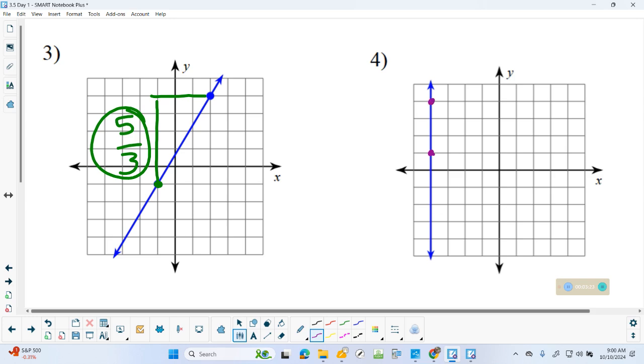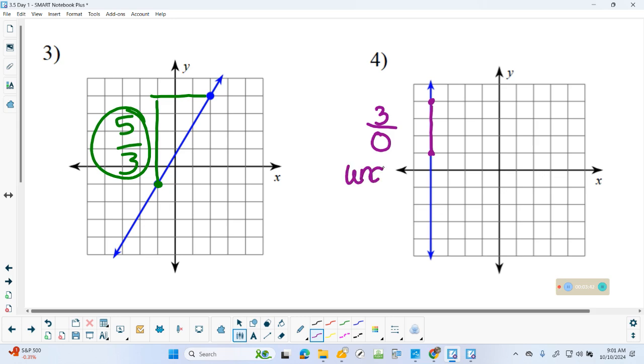I'm going to do this one. Now, I'm going to count the rise first. I'm going to count bottom to the top. So if I go bottom to the top, I have to go up 1, 2, 3. What is the run, though? How many left and right? 0. And, of course, 0 under the line is undefined.